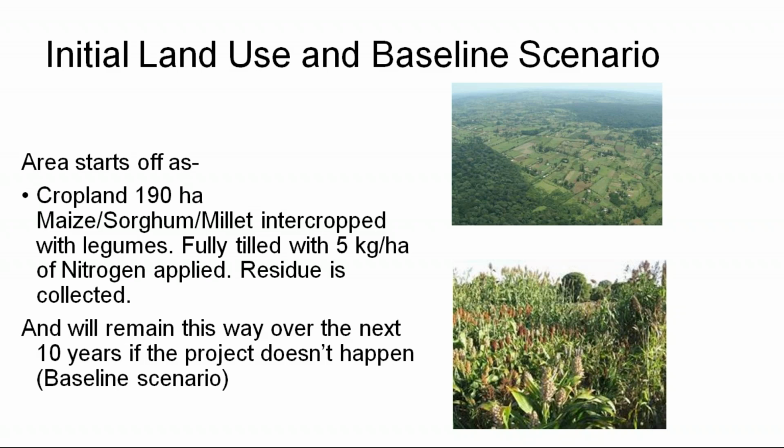We can assume that under a business as usual baseline scenario, this will actually remain the same over the next 10 years. It will remain as being maize, sorghum and millet, intercropped with legumes, fully tilled, residue being collected. So it's quite a low input farming system, and we can say that this is what the farmers will carry on doing if our project doesn't intervene.